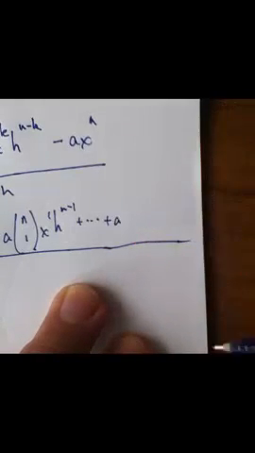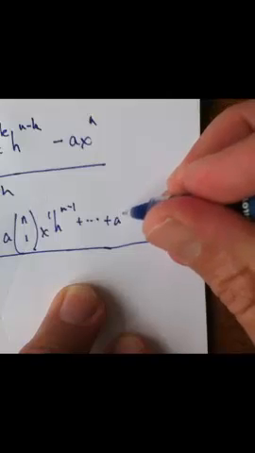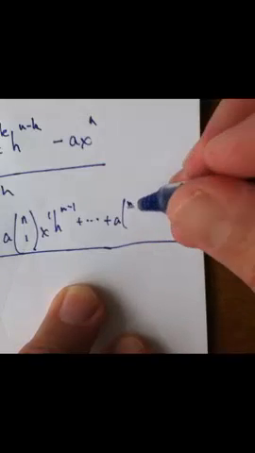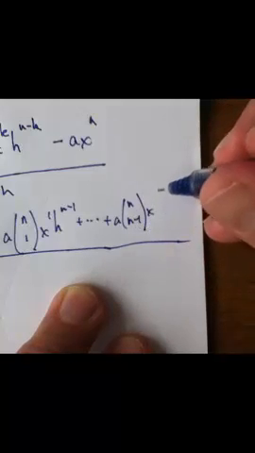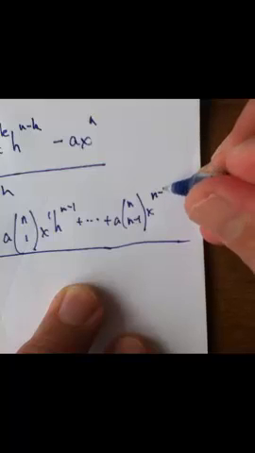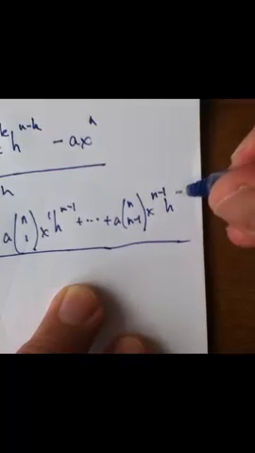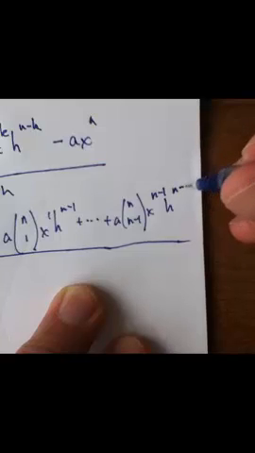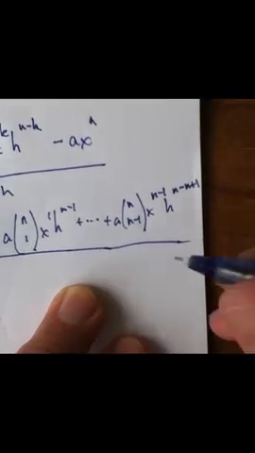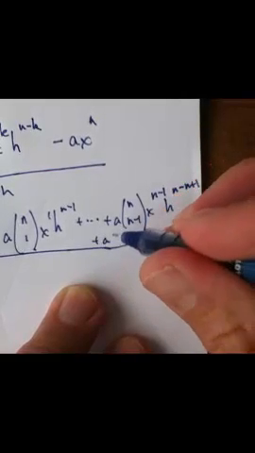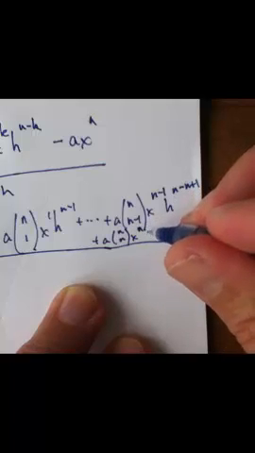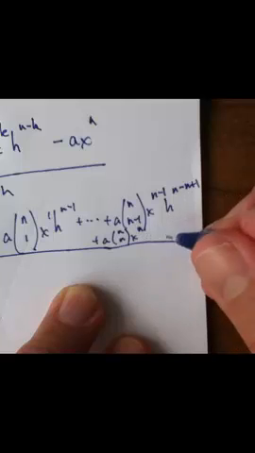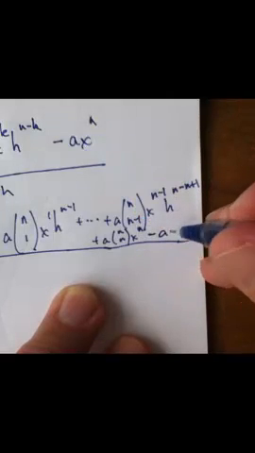And then the last couple terms are going to be a times n choose n minus 1, x to the n minus 1, h to the n minus n plus 1, and then finally a times n choose n times x to the n times h to the 0, which is 1. And then finally you have to subtract off that a x to the n, all that over h.